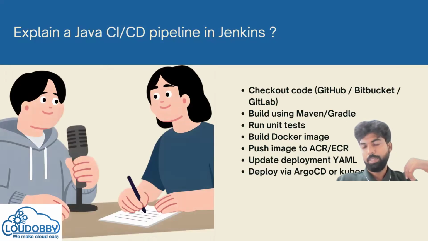Explain Java CI/CD pipeline in Jenkins. So how you set up the Jenkins and how you do the build. As a DevOps engineer or DevSecOps engineer, the first stage is your application code will be in Bitbucket or GitHub or GitLab. Stick with one tool which you are working currently. If you don't work with one tool, take an example of GitLab or Bitbucket. So try to have one tool where the first step is to check out the code.